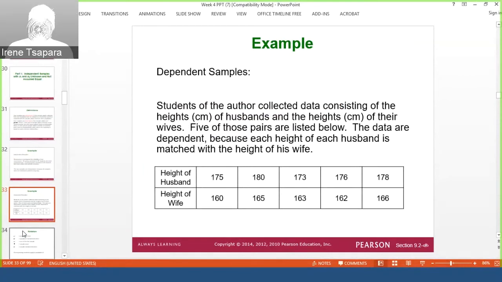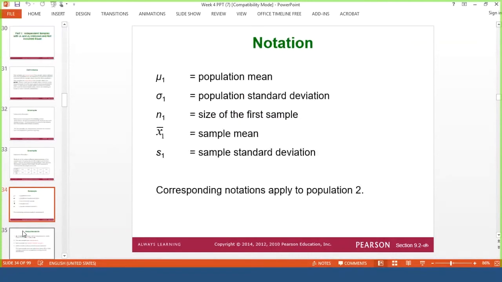Let's see a dependent sample example. Students of the author collected data consisting of the heights of husbands and the heights of their wives. 5 of those pairs are listed below. The data are dependent because each height of each husband is matched with the height for his wife. The notation is similar as before. The difference here is that I have a mean, I use the standard deviation, and I use the sample mean.